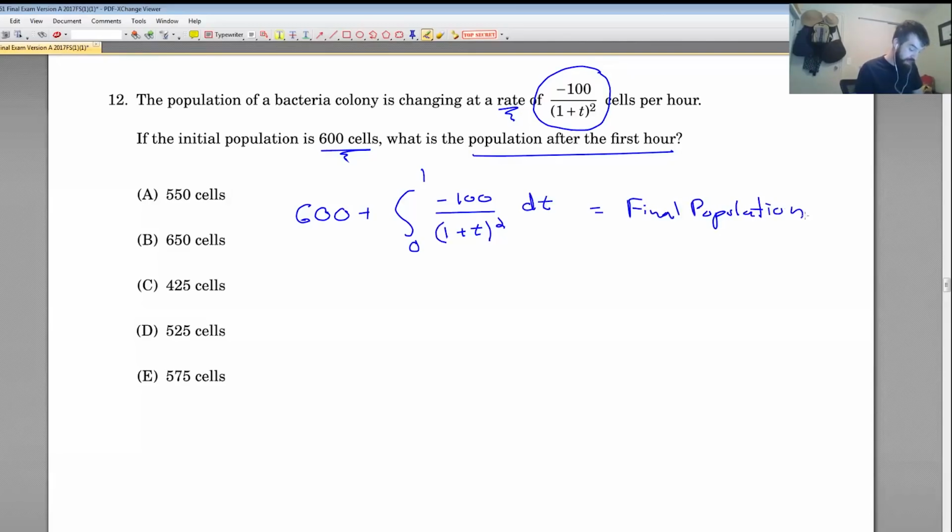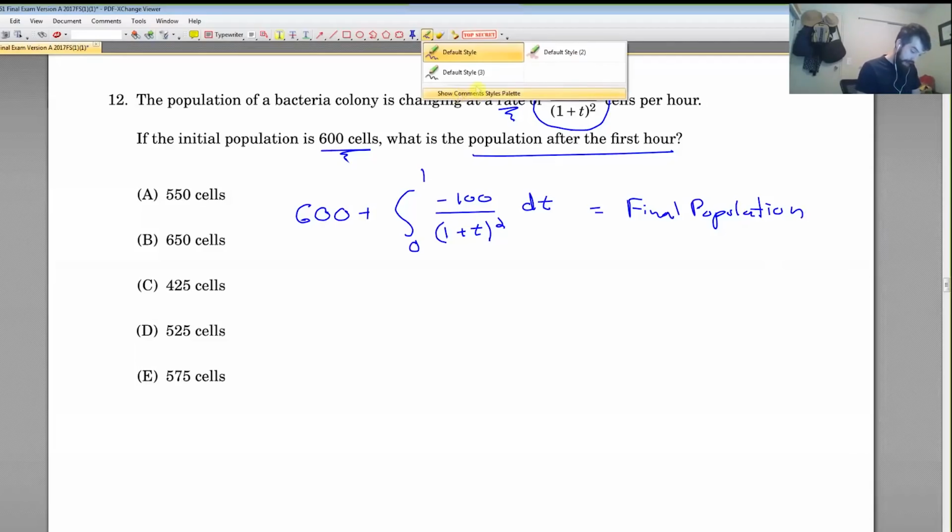So read these carefully. The big sort of difference maker is, do you have to include that 600 or do you not? And it depends on the wording of the problem. In this case, we ask for what is the population after 1 hour. We want to include the 600. If it said, how much is the population changed, you wouldn't include the 600. All right. Well, now we have to actually do this integral here.